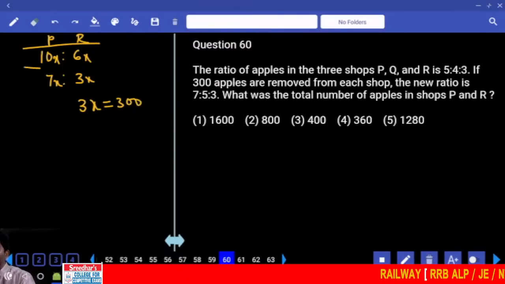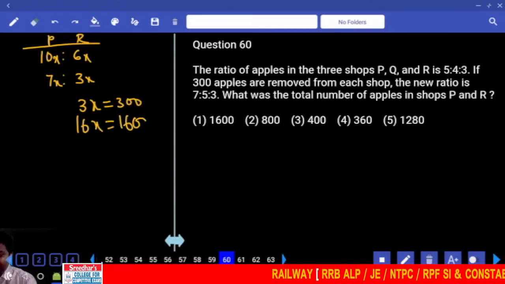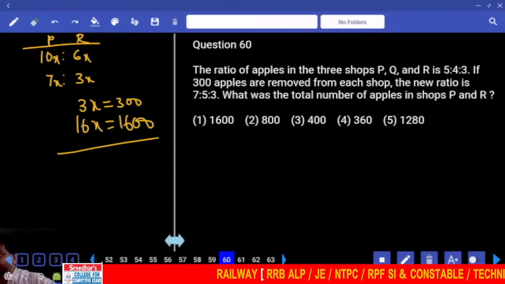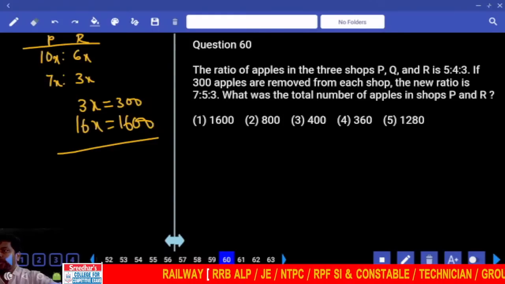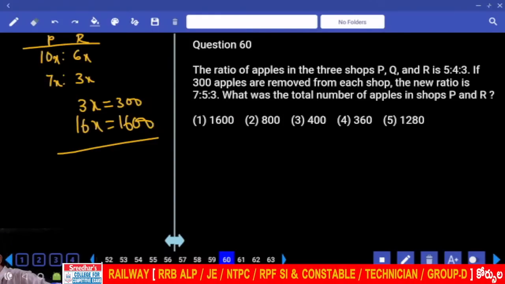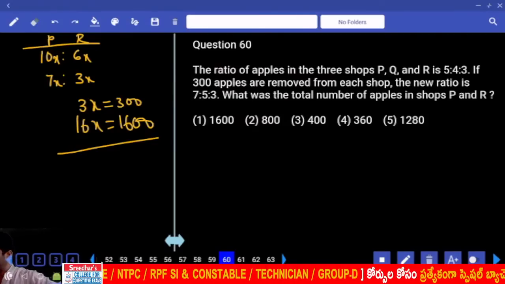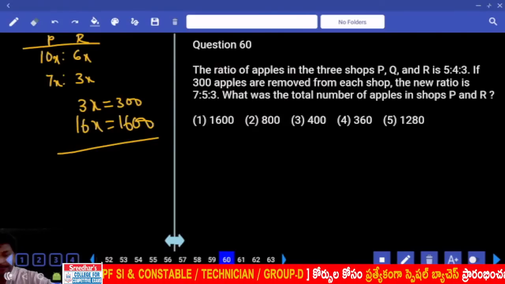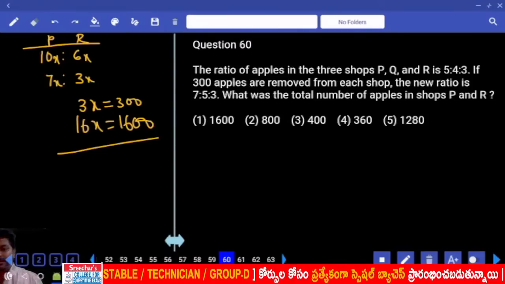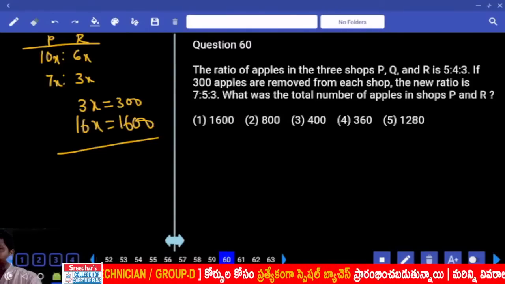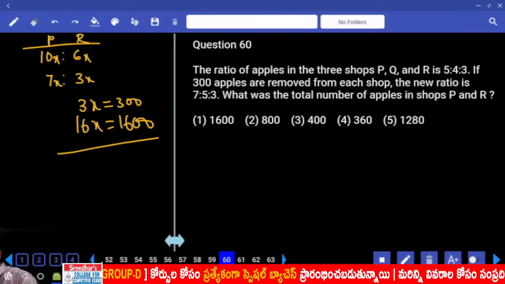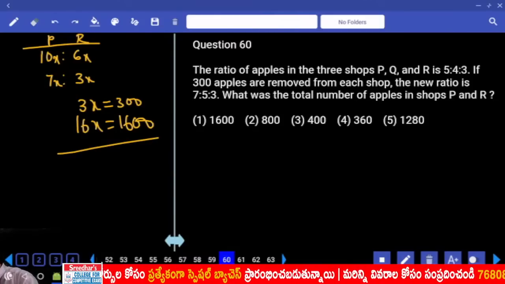P and R together, 16x will be equal to 1600. First option. You may take P and Q or Q and R or P and R. Anything is fine. Okay? Come on. The first ratio was multiplied with 2. For the second ratio, there is no change. That is what we did.